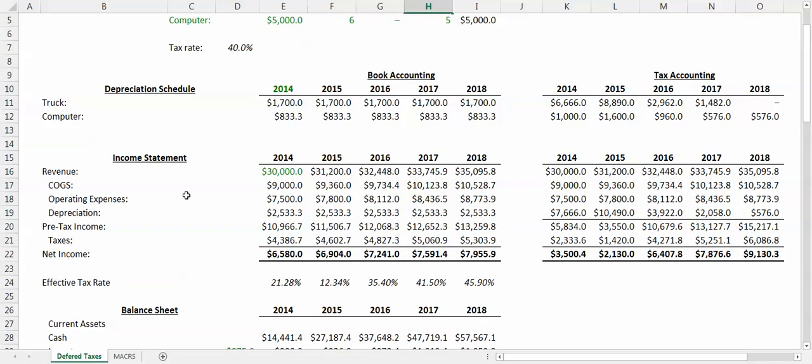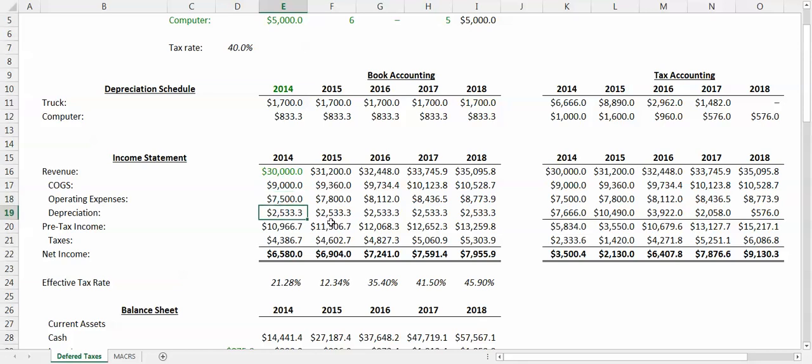Now, for the income statement, we're going to look here at a hypothetical income statement. I assume that we started with $30,000 in income and grew at 4% a year. We can see the growth here, and this is the same for both tax and accounting purposes. Next, cost of goods is 30% of revenue. Again, that stays consistent across both schedules. The operating expenses is 25% of revenue, stays the same across both schedules.